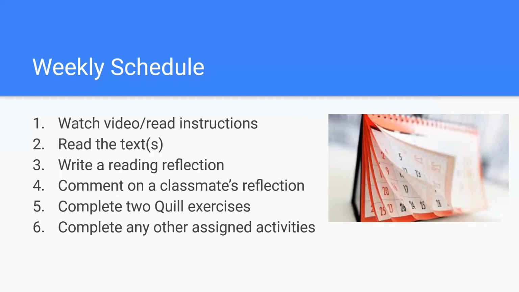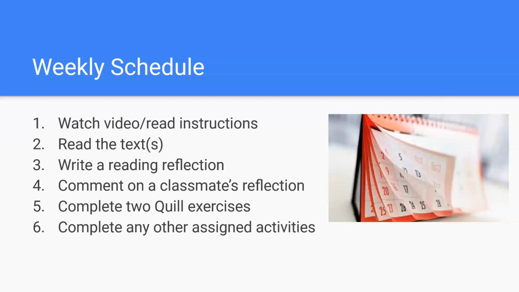First, you should start by reading the text or the texts. So there will either be one or two texts for you to read each week. After you read those, write a reading reflection for each one. Once you finish your reading reflection, post it. Except for reading reflection number one, all of these will be on the discussion boards. So you will be able to see your classmates' reading reflections. Read at least one of your classmates' reflections and comment on it.